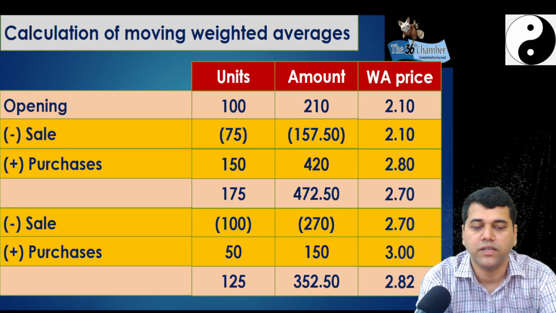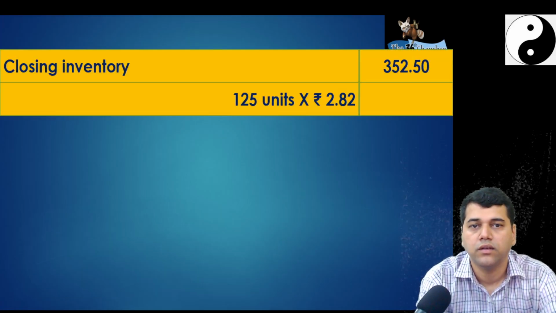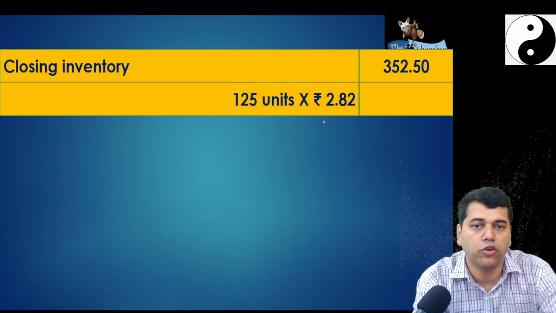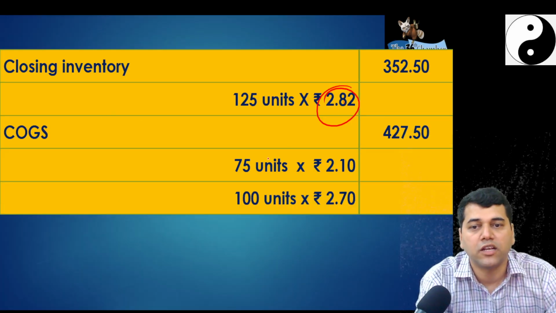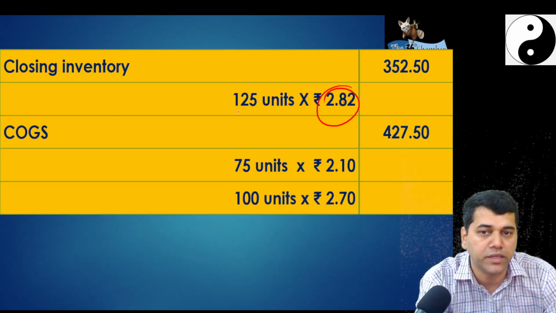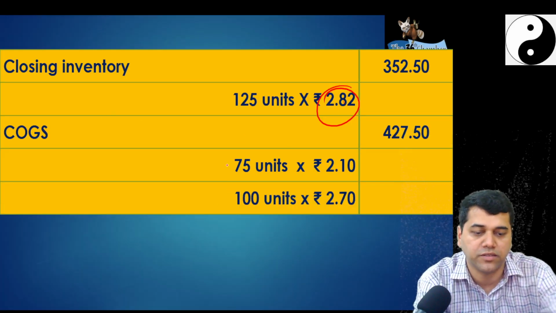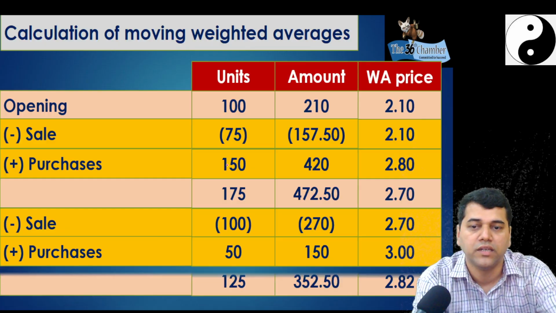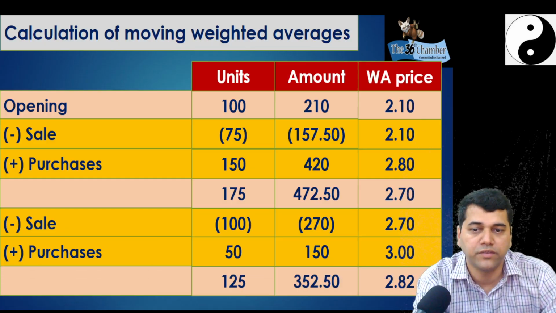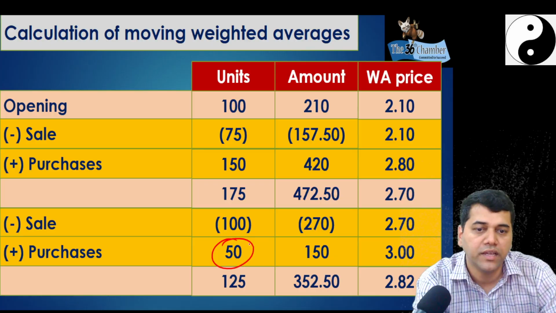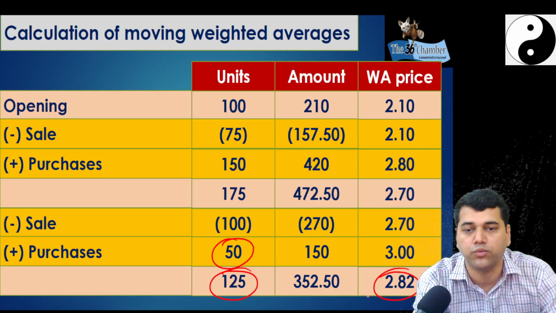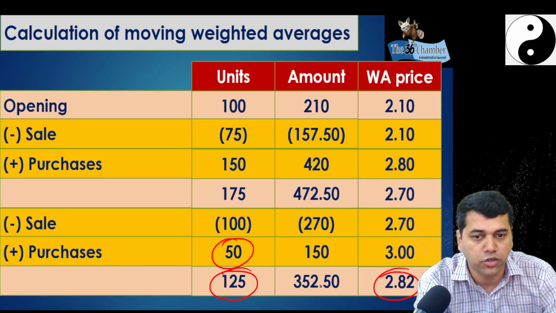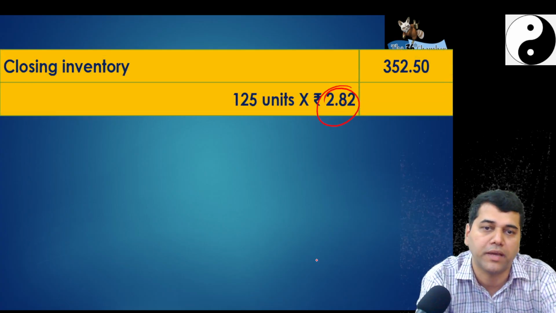Yes, in the next one, what is the value of the closing inventory? Yes, you got 2.82 as a closing weighted average. You multiply, and the COGS is, since you are following the FIFO method, in the latest purchases, okay, if I go back 100, 25 is this. So 50. So full closing stock will be at 2.82. So full closing stock, 352.5 will be your closing balance.